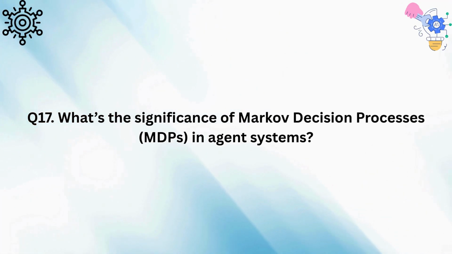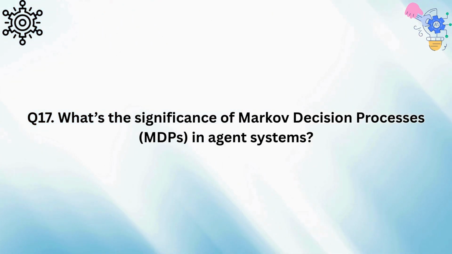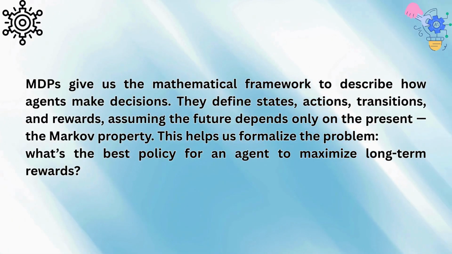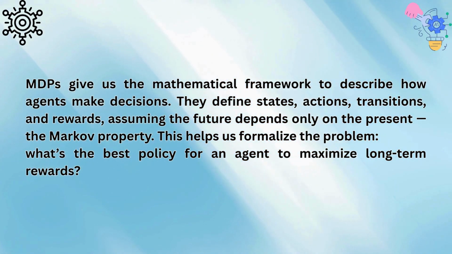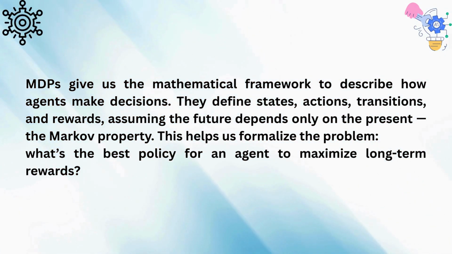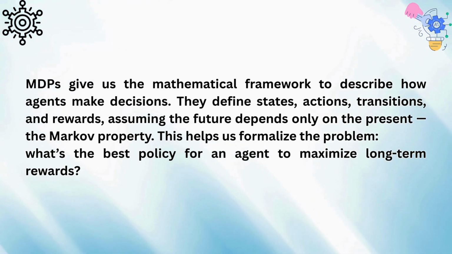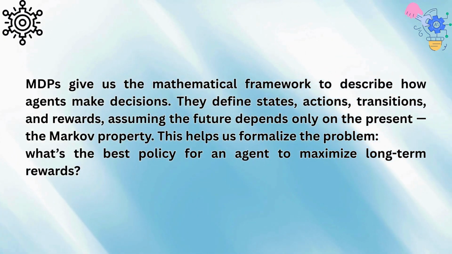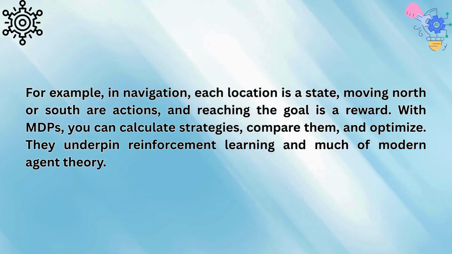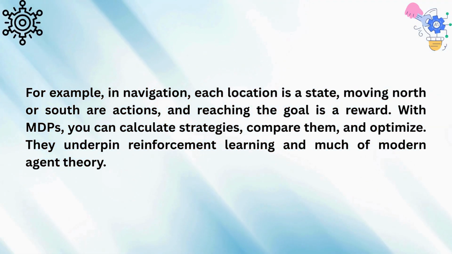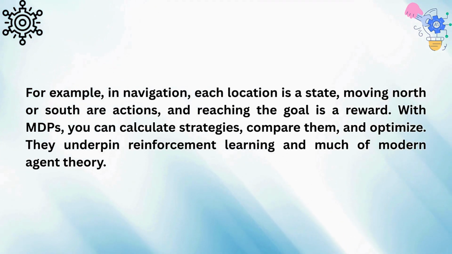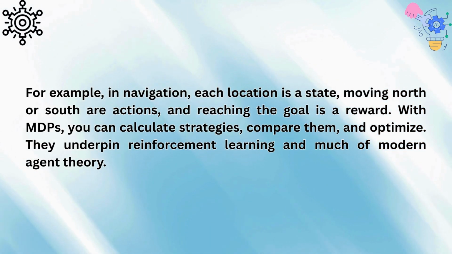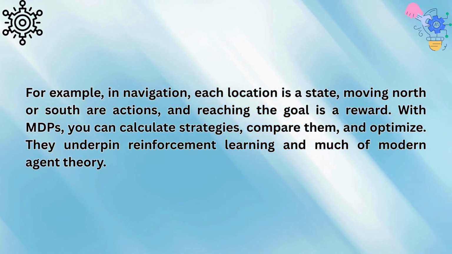What's the significance of Markov decision processes, MDPs, in agent systems? MDPs give us the mathematical framework to describe how agents make decisions. They define states, actions, transitions, and rewards, assuming the future depends only on the present, the Markov property. This helps us formalize the problem. What's the best policy for an agent to maximize long-term rewards? For example, in navigation, each location is a state. Moving north or south are actions, and reaching the goal is a reward. With MDPs, you can calculate strategies, compare them, and optimize. They underpin reinforcement learning and much of modern agent theory.